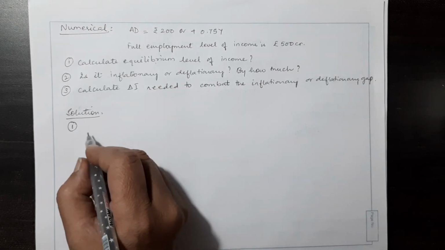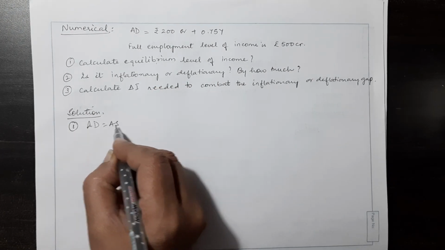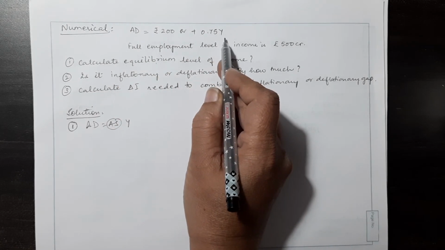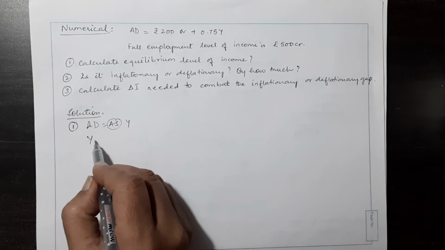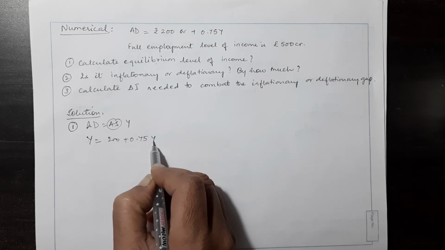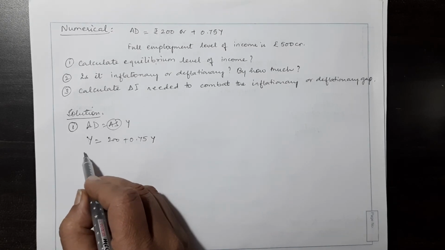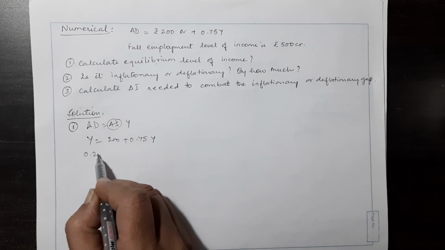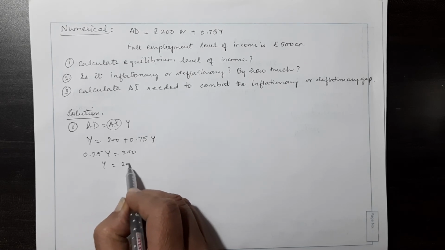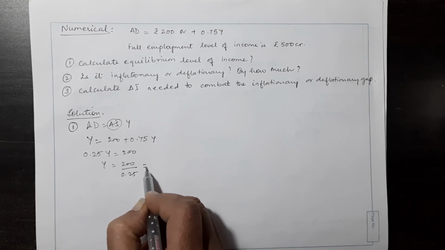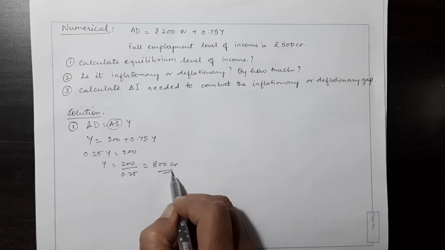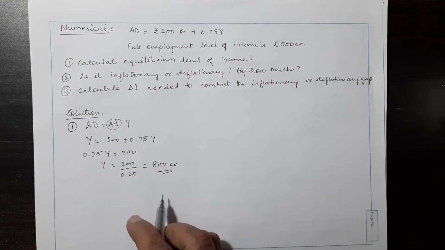Now at equilibrium, what do we find? AD is equal to AS. This AS is nothing but Y. So in this aggregate demand function, we'll substitute this and write Y is equal to 200 plus 0.75Y. Now from here we can solve for Y. Y minus 0.75Y, which is 0.25Y, is equal to 200, or Y is equal to 200 divided by 0.25, which will be equal to 800 crore. That is the equilibrium level of income.